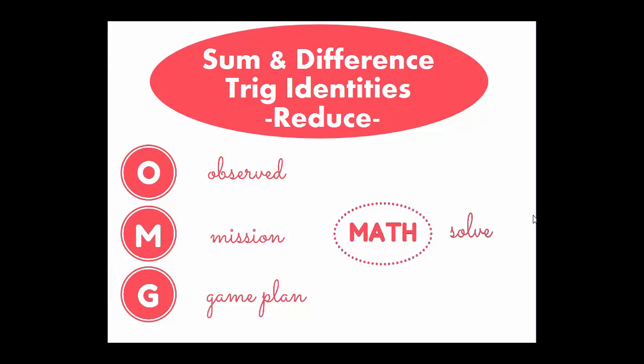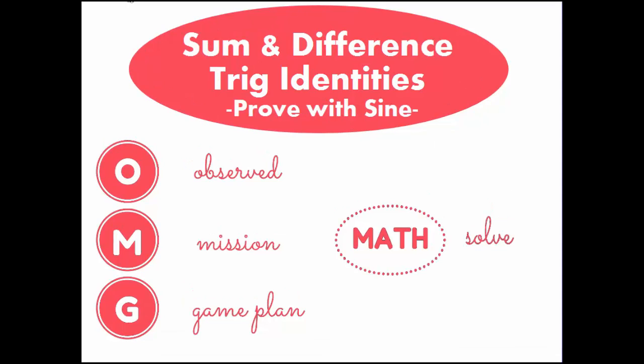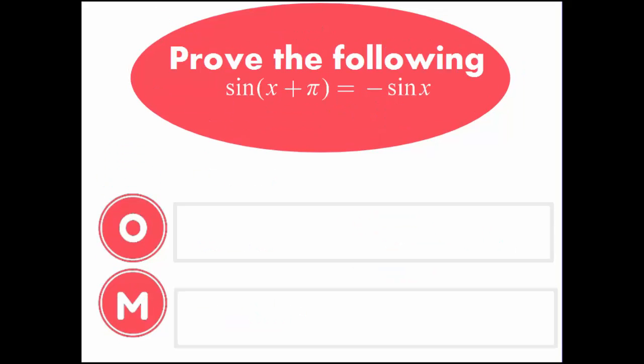Today we're going to practice using sum and difference trig identities to do proofs. The first one we're going to do is with sine, and we're going to be using OMG Math to walk through the problem. Okay, so the question that we're given first is prove the following. So we're supposed to prove that sine of x plus pi equals negative sine x.